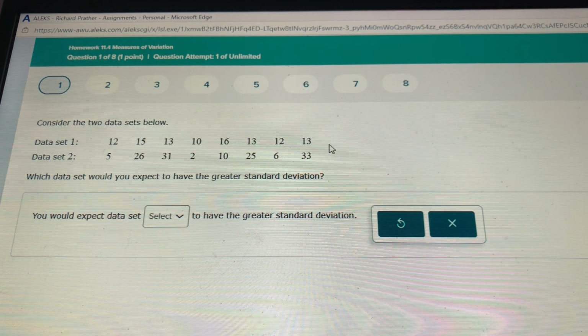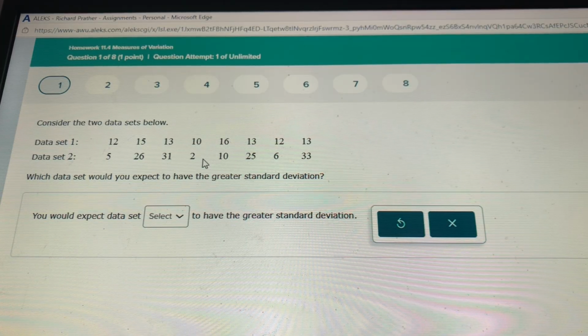Most of these first data set numbers are not very far from the middle. They're all pretty close to the teens. But look at data set 2: 5, 26, 31, 2, 10, 25, 6, and 33. So the middle between about 2 and 30 is maybe 20-ish or upper teens. But a lot of these numbers are very far away from that. Every time a number is far from the middle, it makes the standard deviation greater. So definitely data set 2 is going to be more spread out and have a greater standard deviation, because the data set 1 numbers are kind of compacted near the middle.